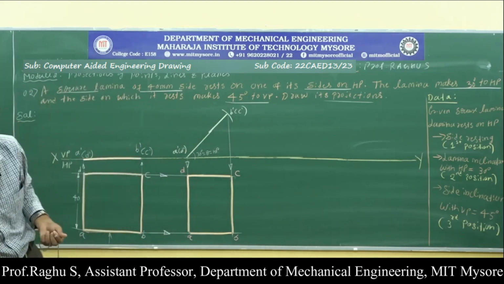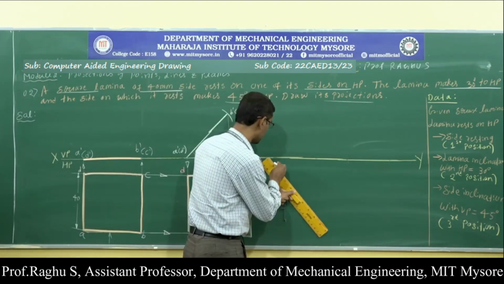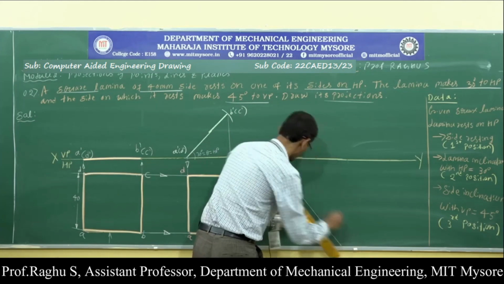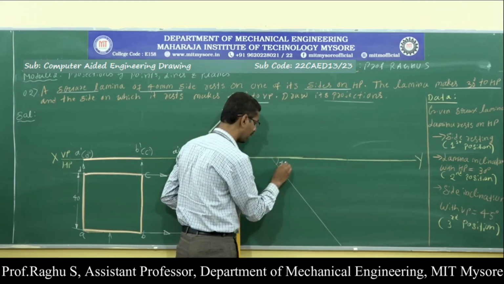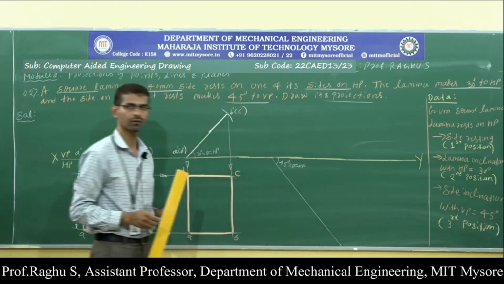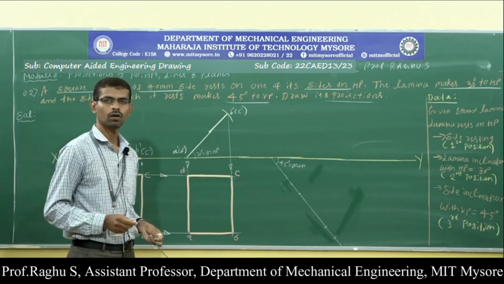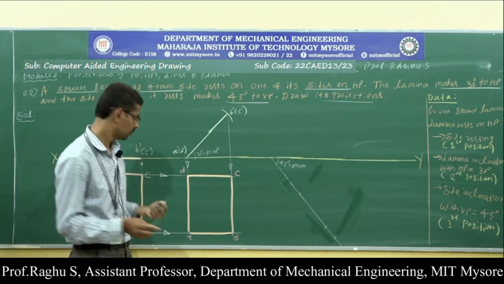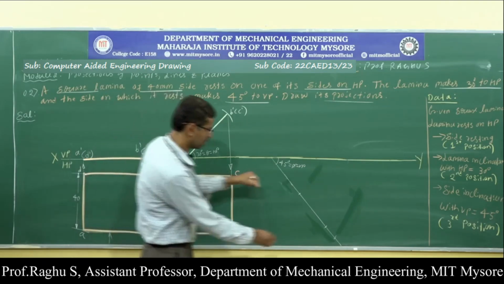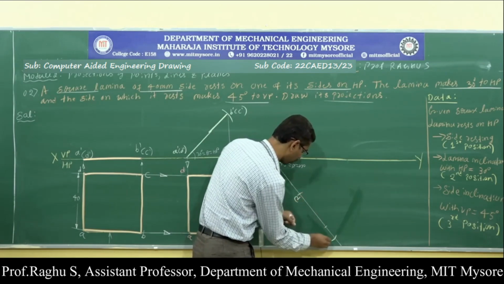Now how to draw the last position? To draw the last position, first draw the 45 degree line with respect to VP. Next, measure this distance D to A and cut an arc. So this is point D and point A.